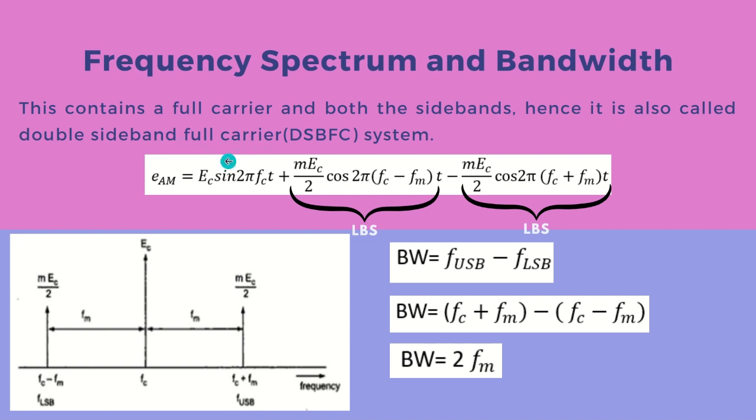If we rearrange our equation and substitute omega C is equal to 2 pi FC and omega M is equal to 2 pi FM, we will get our equation as EAM is equal to EC sin 2 pi FC T plus MEC by 2 cos 2 pi of FC minus FM into T minus MEC by 2 cos 2 pi of FC plus FM into T.